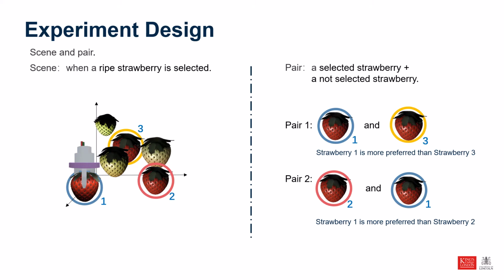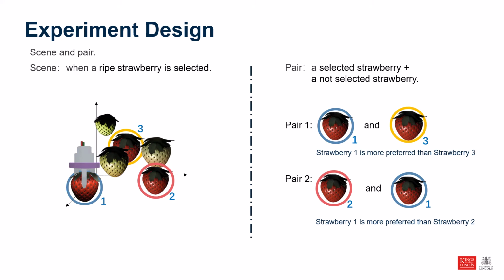In each game, ripe strawberries are collected in sequence. When a ripe strawberry is selected, it is considered to be better than all the others in that situation. We call each situation in which such a choice is made a scene. As an example, in this scene, strawberry 1 in the blue circle is selected. There are 3 target red strawberries in this scene and 3 obstacles around them.